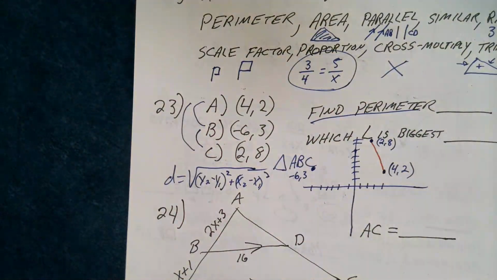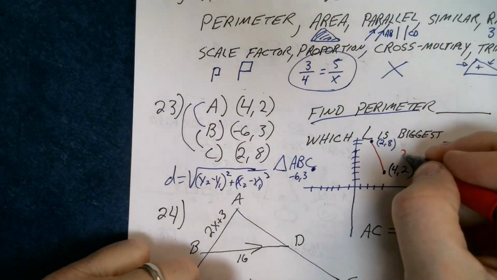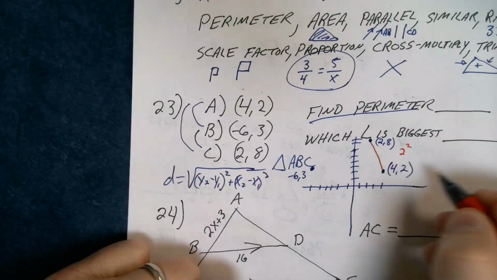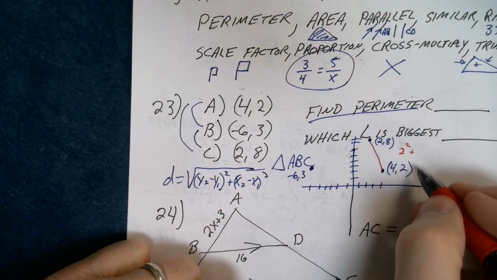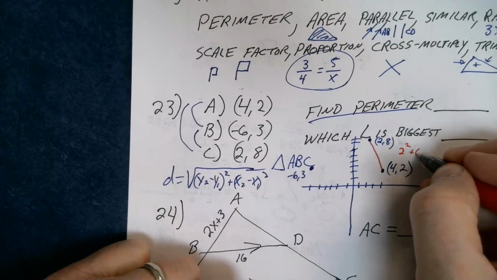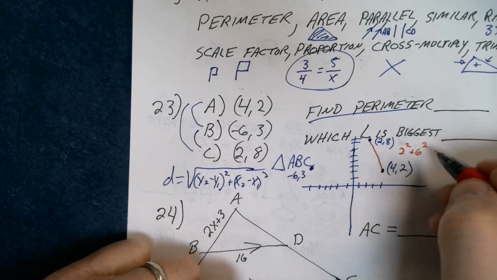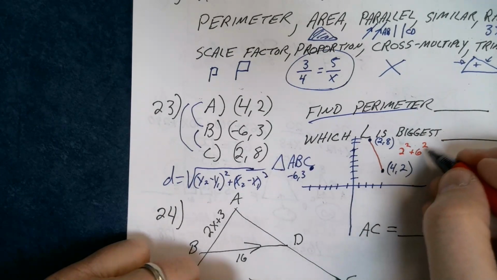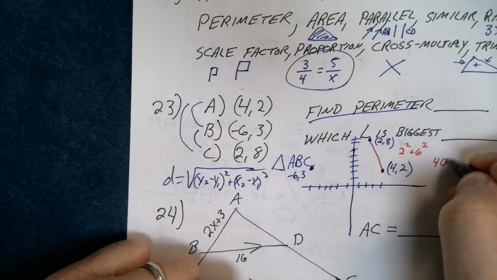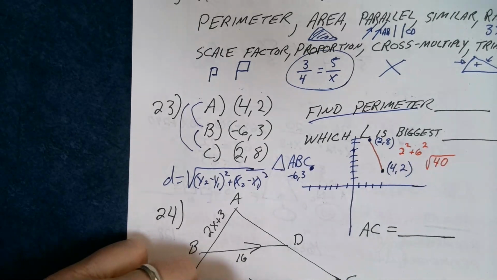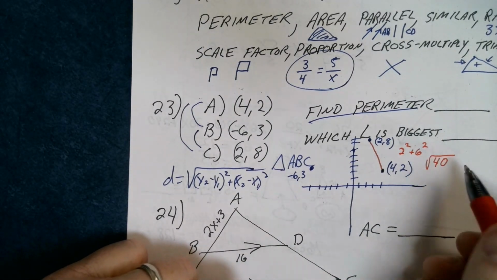I look at the difference in the x's. 4 to 2 is 2 squared. I look at the difference in the y's, and 8 to 2 is 6 squared. And I'm going to add those together. 2 squared is 4, 6 squared is 36. That's 40. And the distance is the square root of that number.